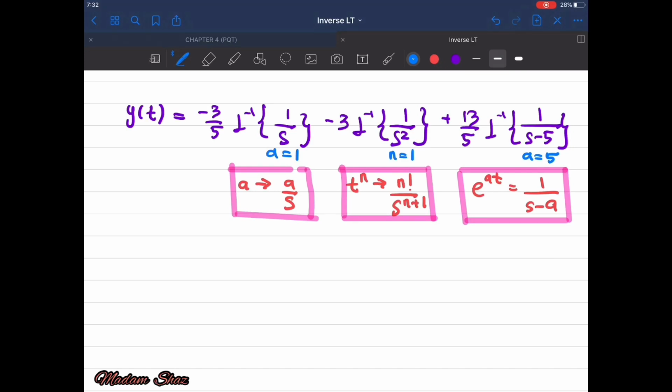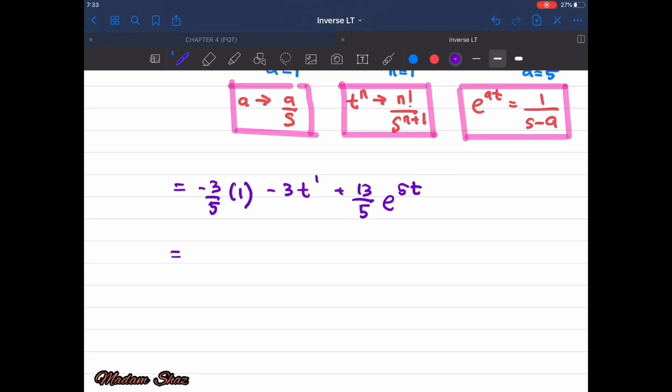So now write the answer based on the values that you have declared. Negative 3 over 5 multiply with 1, minus 3 t to the power of 1, plus 13 over 5 exponent 5t. So write back negative 3 over 5 minus 3t plus 13 over 5 exponent 5t. So this is the final answer for the first example.